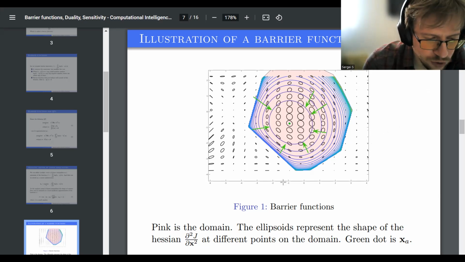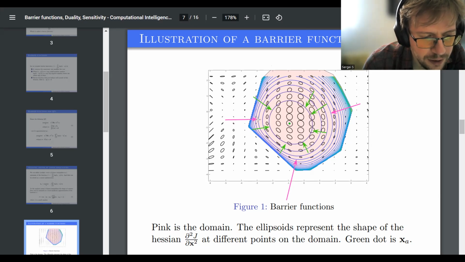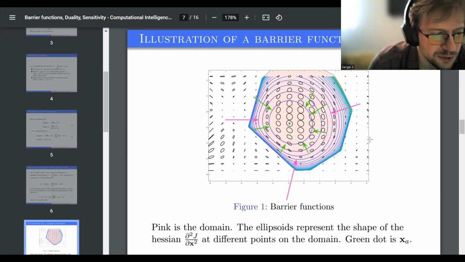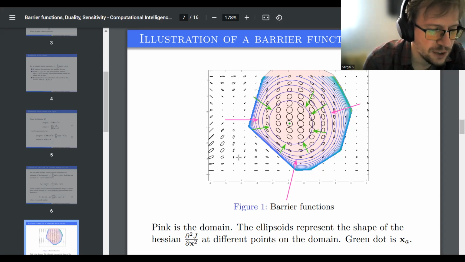But if you look at the contour lines, let me use a different color. For example, this contour line, you can see it is even further away from being an ellipsoid. It's just something. And the closer the contour lines get to the edge, the more they resemble the actual shape of this geometric figure. So, for example, somewhere here, the contour lines would be just the same as the edge of this polytope.